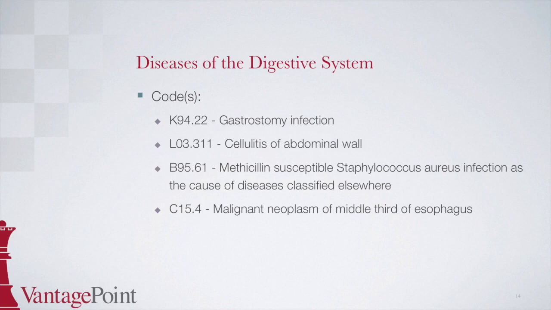Our final code is C15.4, malignant neoplasm of middle third of esophagus. As documentation states carcinoma of the middle esophagus, you would start at carcinoma in the alphabetic index. There is a note which states, see also neoplasm by site, malignant.